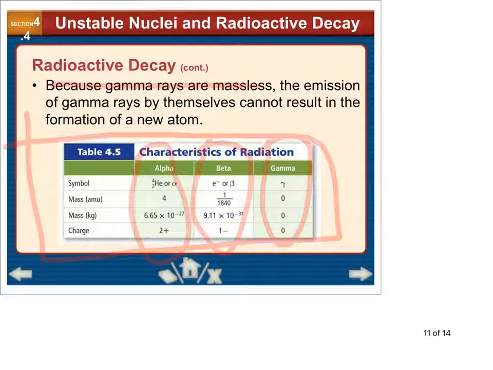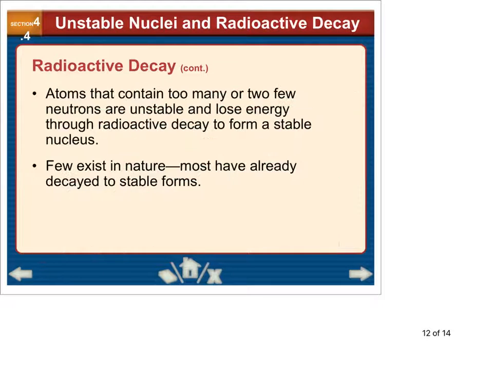So, gamma rays are massless. The emission of gamma rays does not result in the formation of new elements or new atoms. Alpha and beta particles make new atoms. And atoms that contain too many or too few neutrons are unstable and lose energy to form a stable nucleus. So, too many or too few neutrons is what makes them radioactive. We have few radioactive isotopes existing in nature because most have already decayed to stable forms.